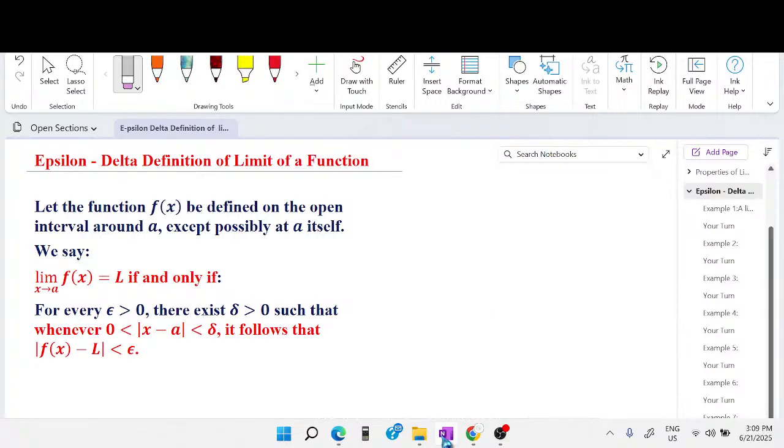Okay, so I have uploaded a video on the definition of limit, that is the epsilon-delta definition of the limit. I also uploaded two videos on the absolute value function, so you can check them out. They will help you to understand this particular topic very well.